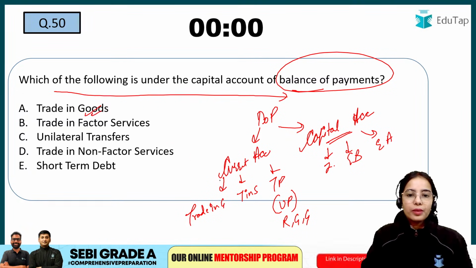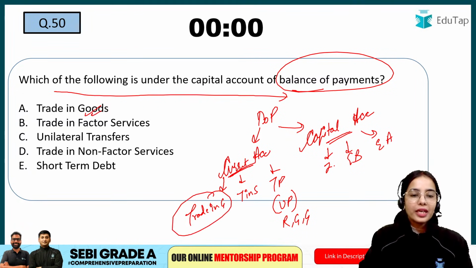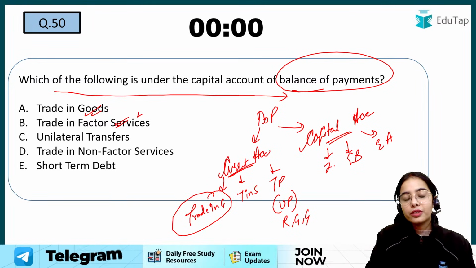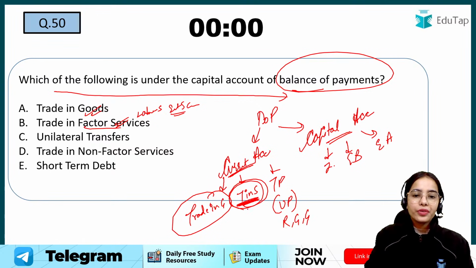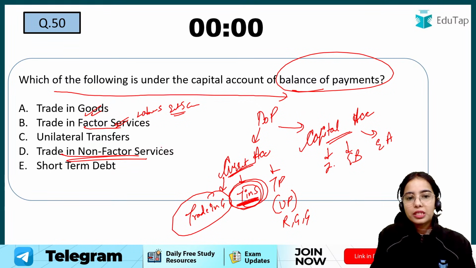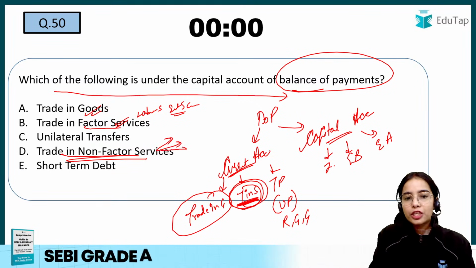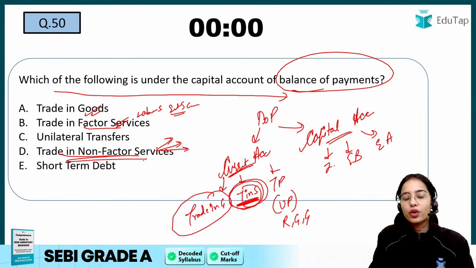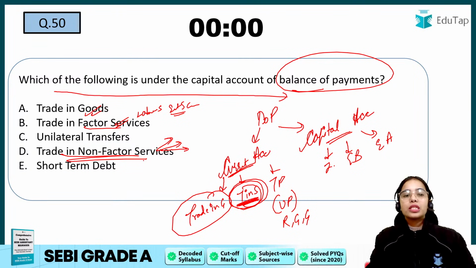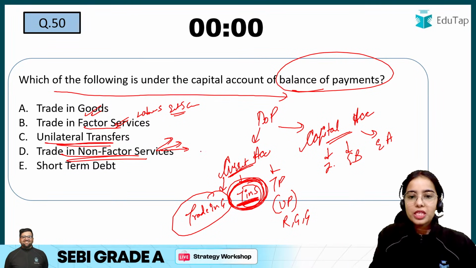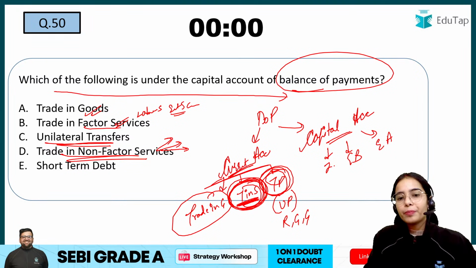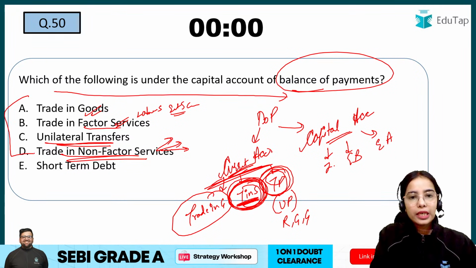So trade in goods is included in current account. The trade in factor services, like the trade in labor services, entrepreneurial services, capital services, is included in trade in services. Trade in non-factor services like shipping, banking, insurance, software services, IT services, these are non-factor services. So this is also included in trade in services. Unilateral transfers or transfer payments are also included in current account. So all of this is under current account.